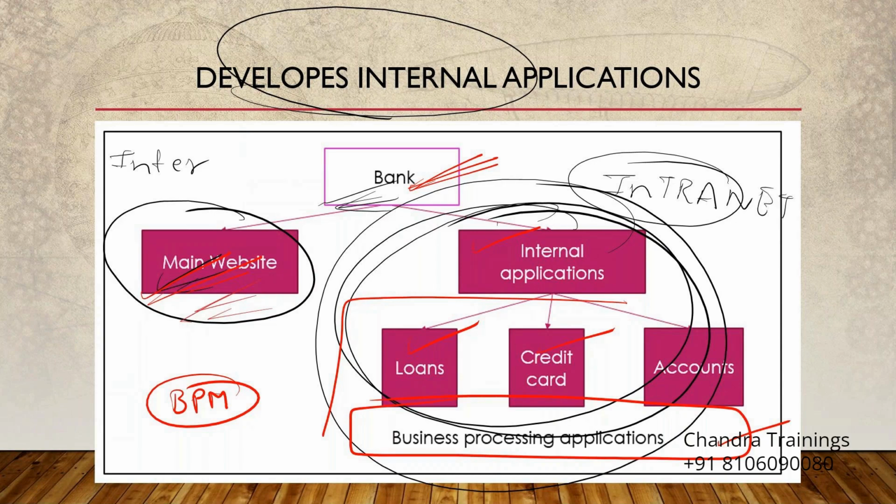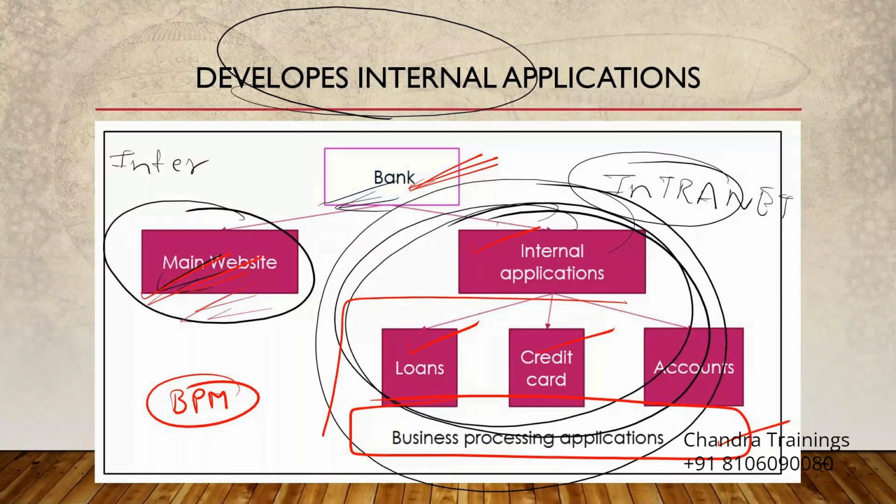Every organization will use Pega only for internal applications. Those are business processing applications, and that is why it is called a BPM tool, business process management tool. There are n number of BPM tools in the market, not only Pega. There are multiple BPM tools.